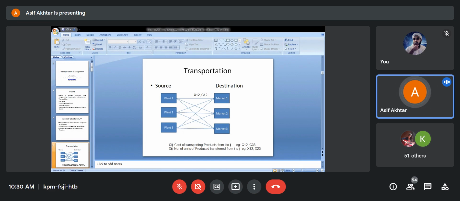तो नेचुरल है कि कैपिटल सी इज अ कॉस्ट, जो खर्चा आ रहा है, जो कॉस्ट इनकर हो रही है सामान को सोर्स से डेस्टिनेशन पर ट्रांसपोर्ट करने के लिए. और एक्स क्या बता रहा है? कितनी क्वांटिटी का सामान हम सोर्स से डेस्टिनेशन पर पहुंचा रहे हैं, ट्रांसपोर्ट कर रहे हैं. Now how do we write? That's a point.